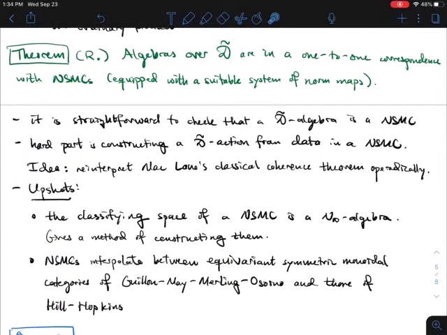Two upshots I'd like to mention are, first, that the classifying space of a normed symmetric monoidal category is an N-infinity algebra, which gives us a method of constructing N-infinity algebras from a small amount of algebraic data. Second, normed symmetric monoidal categories interpolate between the equivariant symmetric monoidal categories of Guillou, Merling, Osorno, and those of Hill-Hopkins. The equivariant symmetric monoidal categories of GMMO are input to infinite loop space machinery, whereas those of Hill-Hopkins provide a language for describing indexed monoidal products of the sort encountered in Hill-Hopkins-Ravenel's solution to the Kervaire invariant one problem.